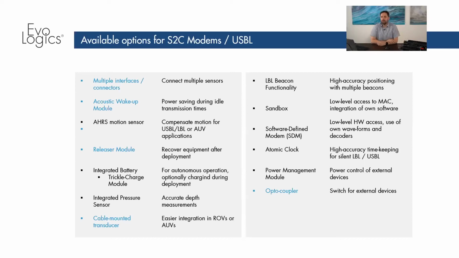We have also configurations that have a cable-mounted transducer. This makes it easier. So instead of having the integrated transducer directly on the housing, this is a unit that can be detached and placed on a different location. So it's practical in case you need to integrate the modems or transponders to ROVs or AUVs. And as an example, final example, the optocoupler option. This allows you to switch on and off external devices by sending an acoustic command, and you have this output option from the modem that can be used to control other devices and sensors.